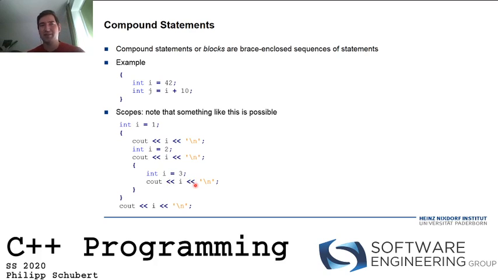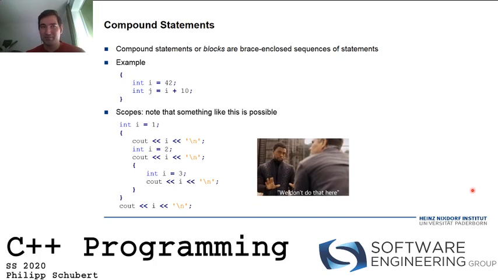I mean, it's very difficult to read for us humans, but this print statement here would print 3, because the innermost I is used. Then we close the innermost scope, then we close the outer scope, and then we are basically in our original scope, and this cout would print the value of 1. In reality, please don't do that. Please do not have multiple nested scopes and always have the same variable name, because it's really confusing. So please avoid it.